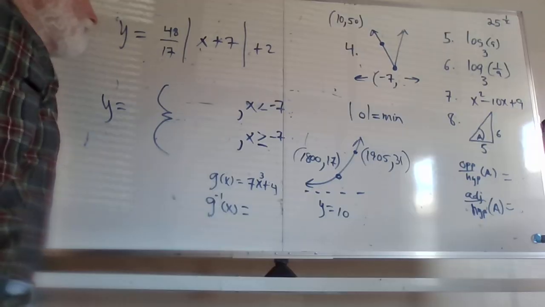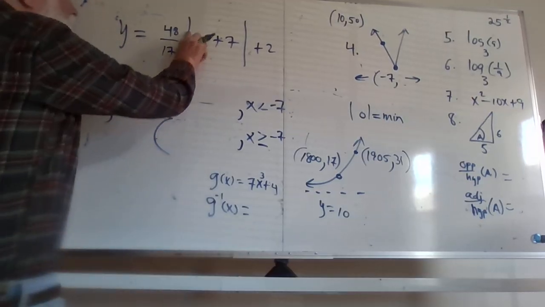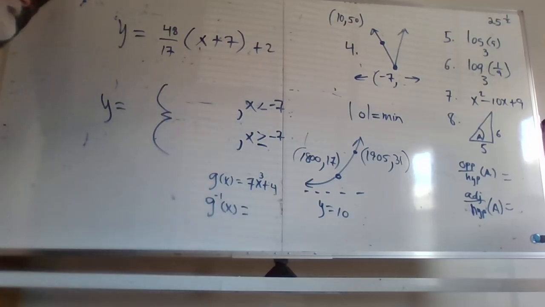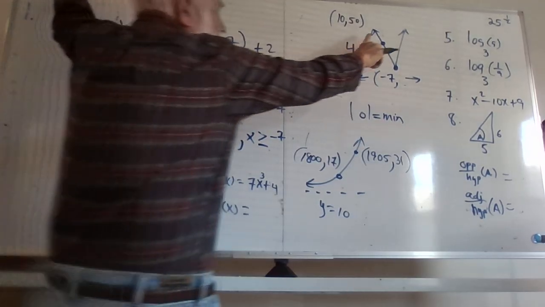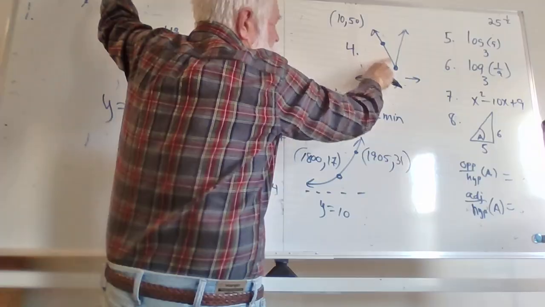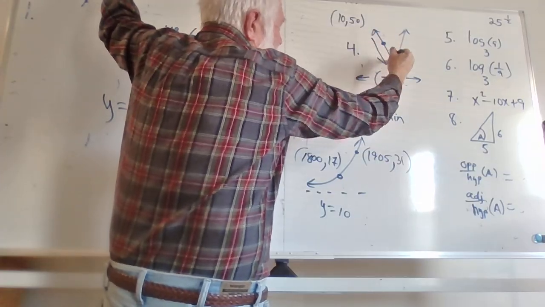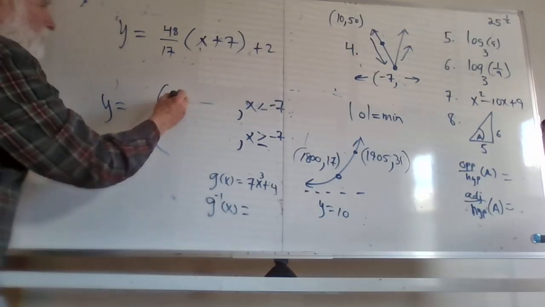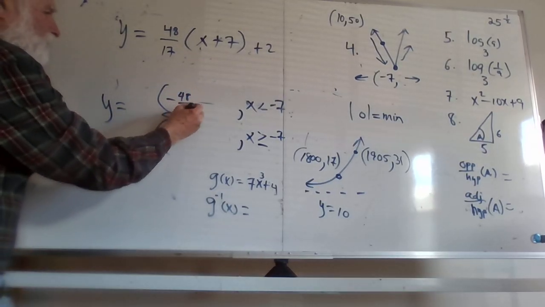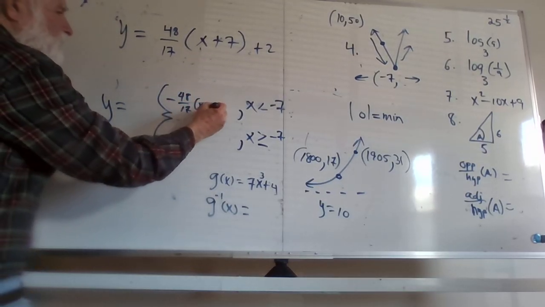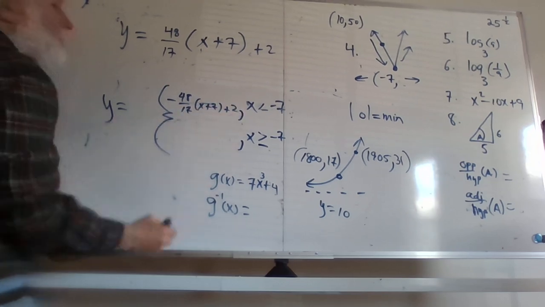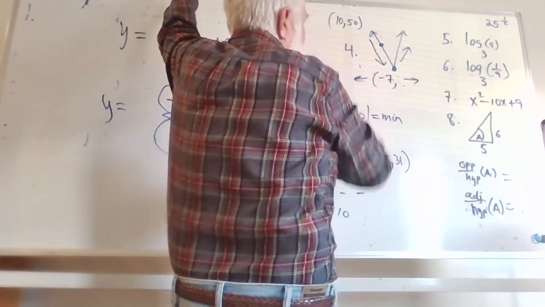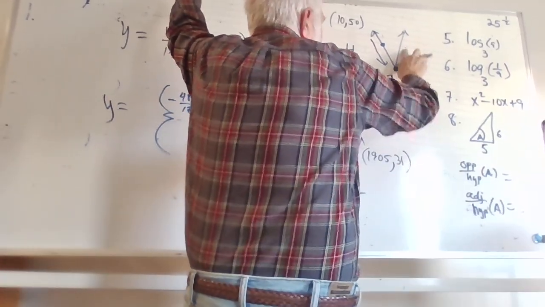Okay, so what do I have? Well, if I make this a parentheses, I got the equation of a line. And I know there's an arrow here pointing up, but you read graphs from left to right. So I'm going down, then up. Going down is a negative 48/17 times x plus 7, plus 2. Going up, we got 17 units here, and that's a 10. Then this has got to be 24, I guess.